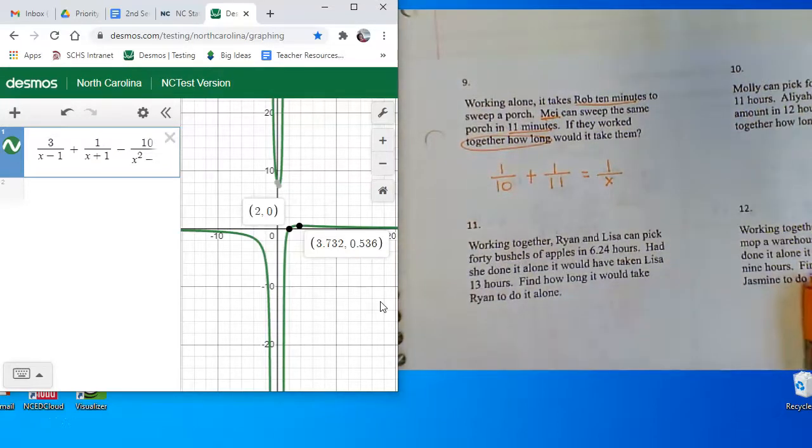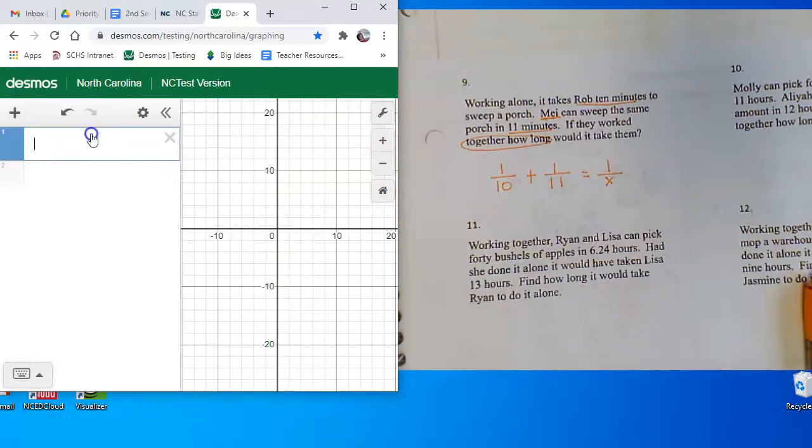Okay? After you have it set up, you just go to Desmos and solve it the way I was just showing you. So you do 1 over 10 plus 1 over 11.